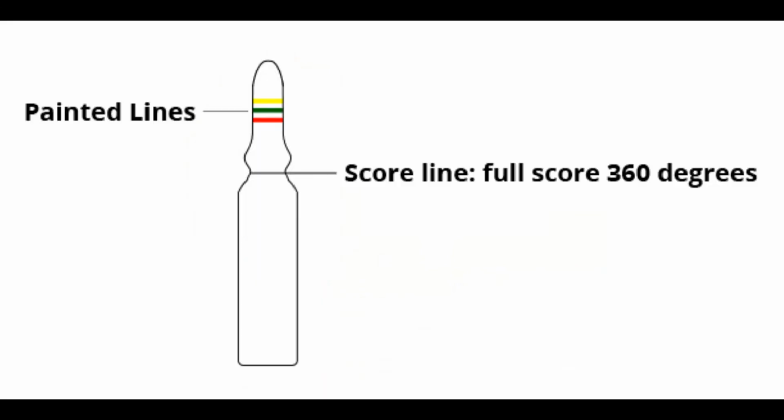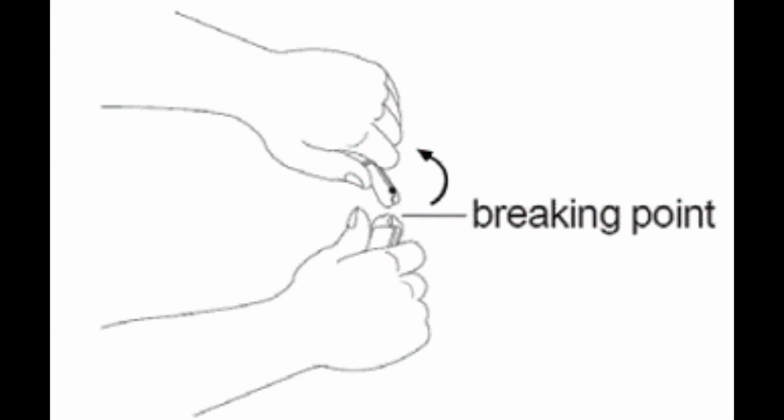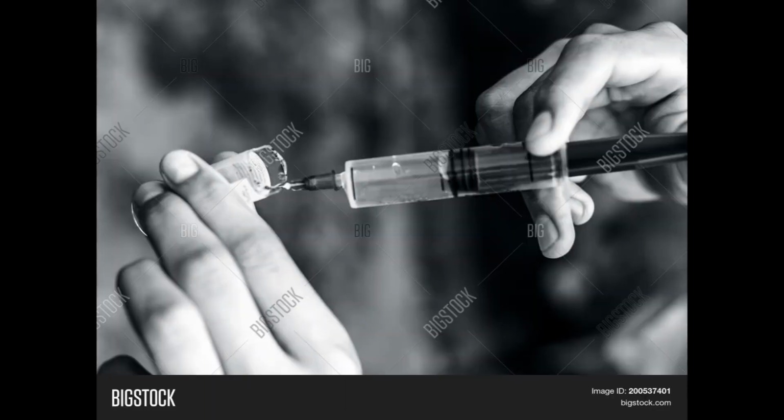The ampule can have a combination of painted lines along with cutting lines or microscore, which is a line around the neck, or a score point, which is a single dot to indicate the weakest area on the neck. The vial may also just be plain with a score point or a microscore. If your ampule has a score point, always crack the ampule away from the colored dot.